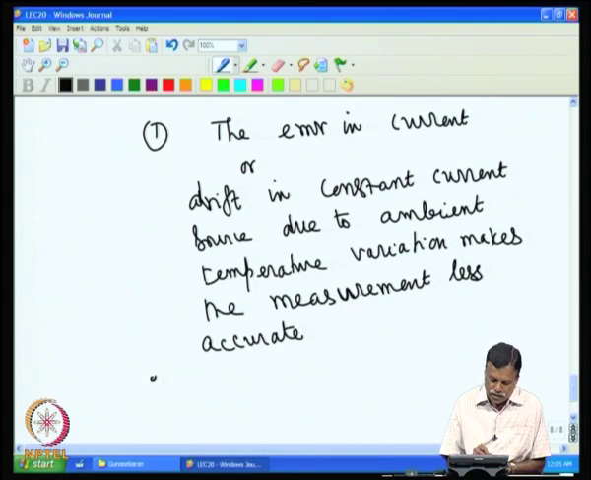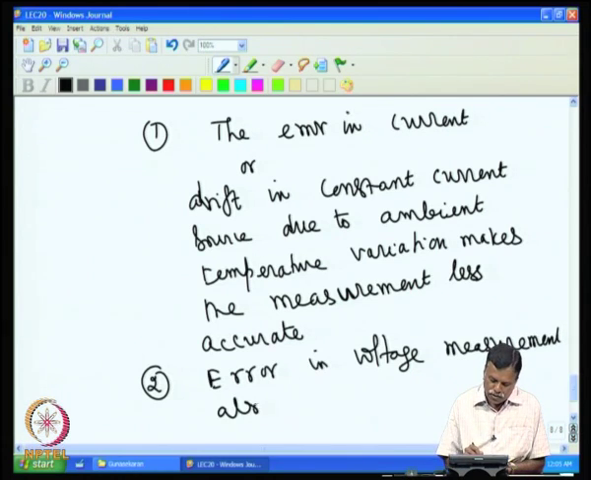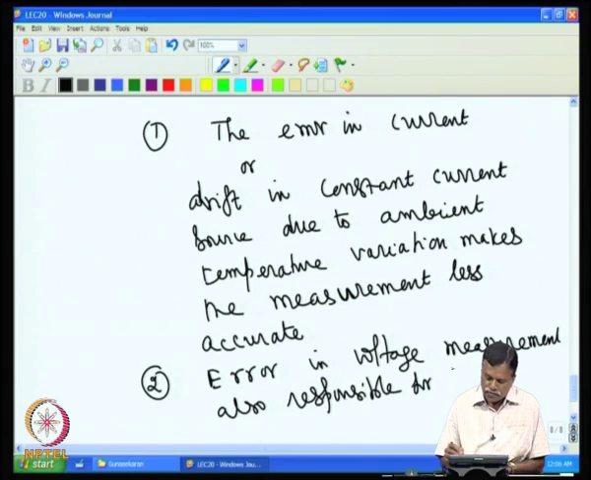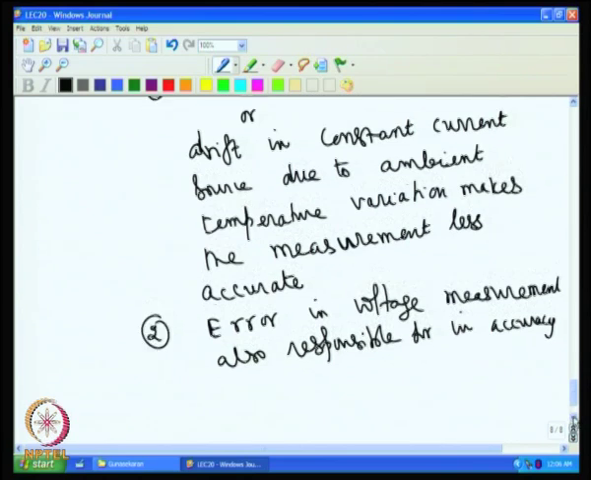Then the second issue is error in voltage measurement. It is also responsible for error, responsible for inaccuracy.